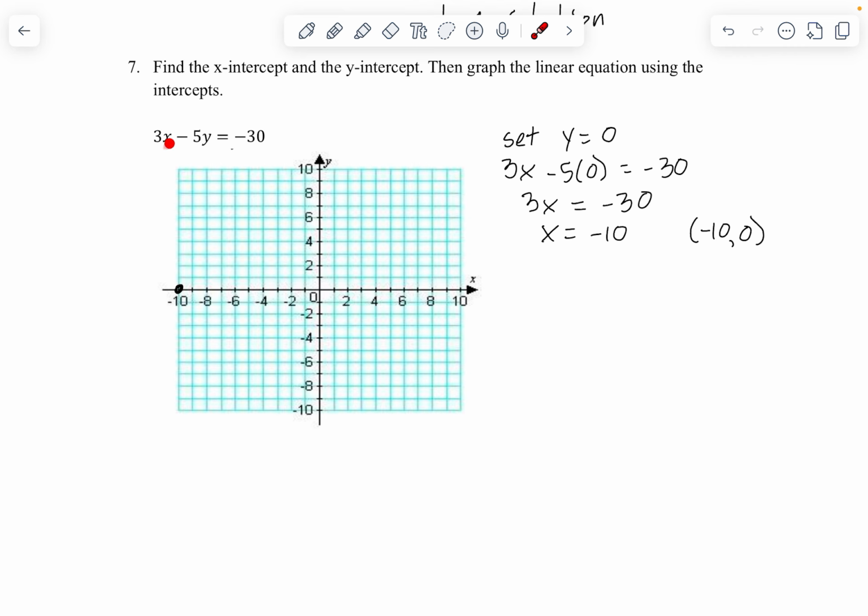Then the graph would be just the straight line connecting those 2 points, like so.